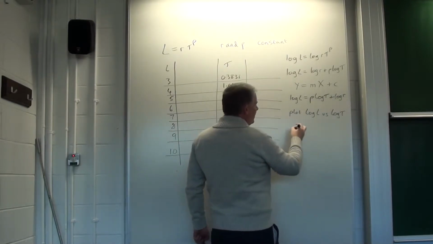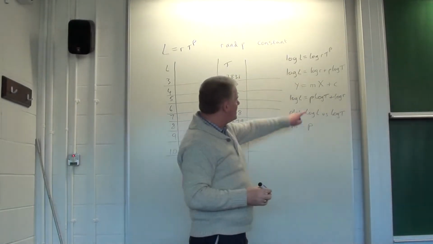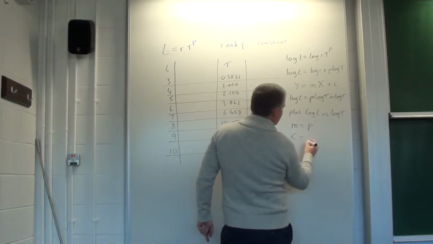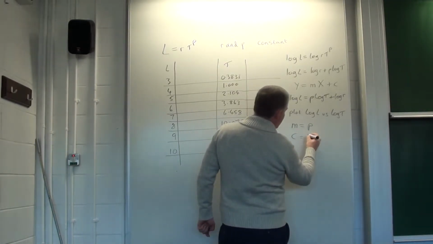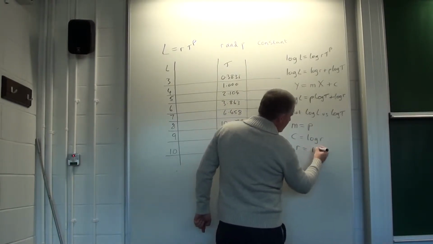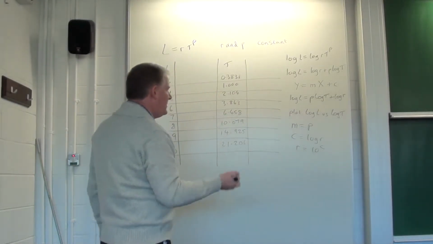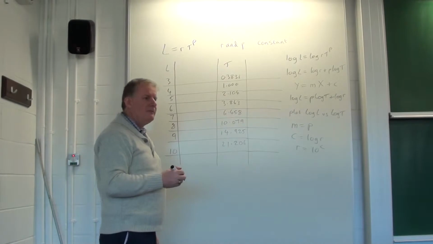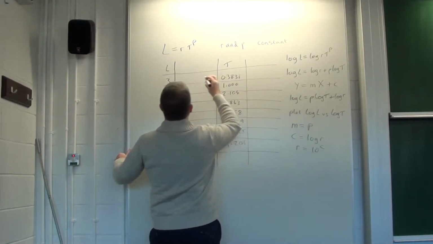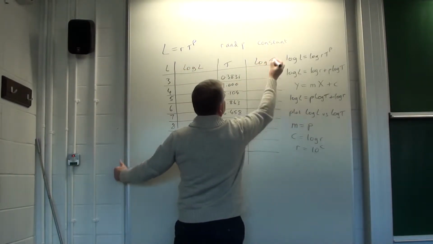Similarly, from the graph, that m will give us the direct value of P because it directly equates m to P, and c, the y-intercept, as we call it, is the equivalent of log R. That means that R is 10 raised to the power of c. So we find c and raise to the power. So what we have to do now is establish our table, and we have log L and log T.